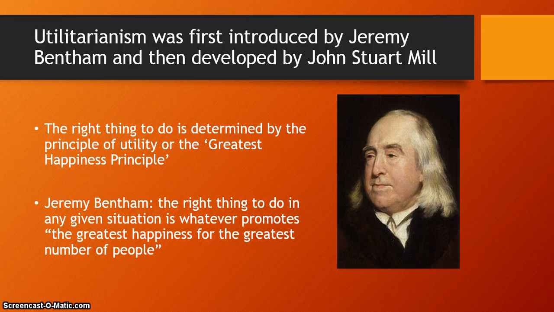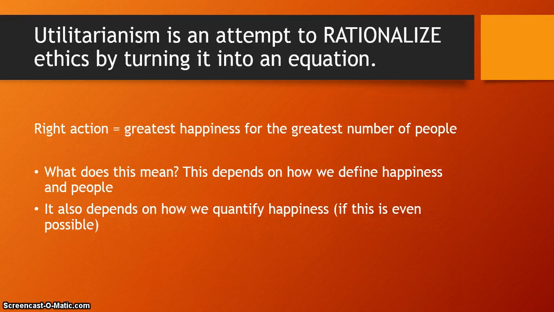Utilitarianism was first introduced by Jeremy Bentham and then developed by John Stuart Mill. Jeremy Bentham thought that the right thing to do is determined by the principle of utility, or the greatest happiness principle. In other words, the right thing to do in any given situation is whatever promotes the greatest happiness for the greatest number of people. So, utilitarianism is an attempt to rationalize ethics by turning it into an equation. Right action equals the greatest happiness for the greatest number of people.